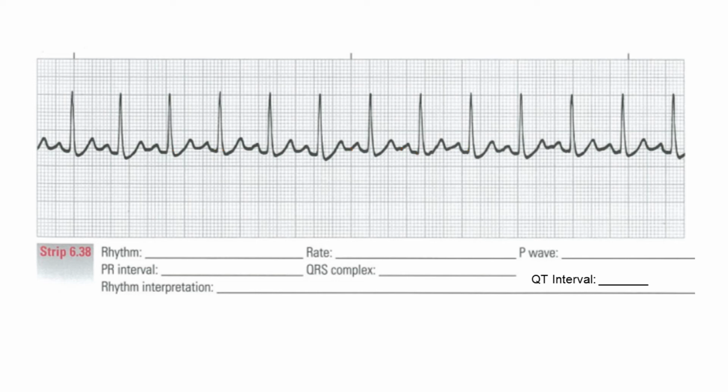Let's get rid of the other stuff underneath. So your QT, because you start from the beginning of your QRS and you end, so your QT is looking like about 7, maybe 7.5 boxes, so 0.32 to 0.36. And your interpretation of this rhythm, it's originated from this SA node, so it's sinus. The heart rate is greater than 100, so it's a tachycardia, so this is sinus tachycardia.